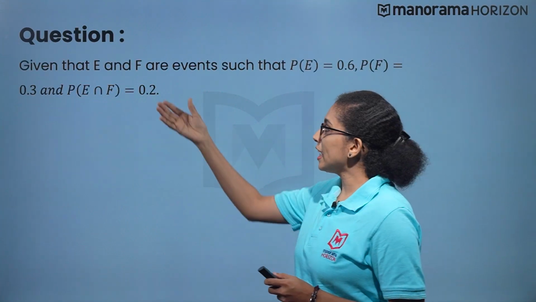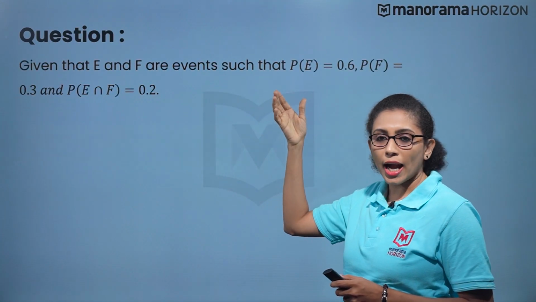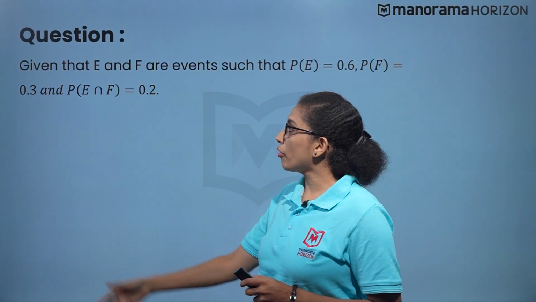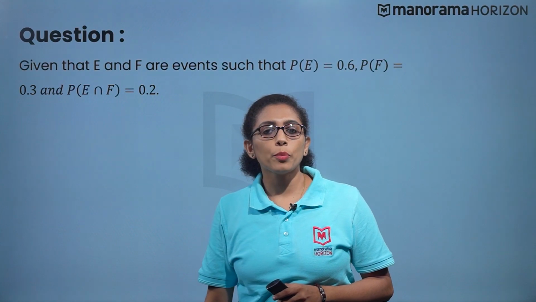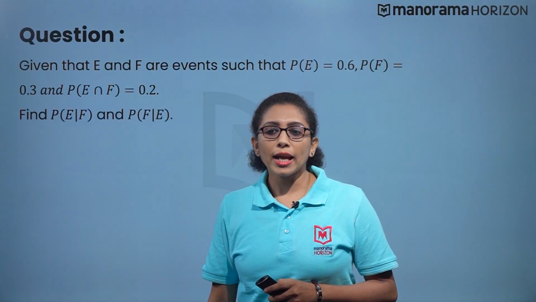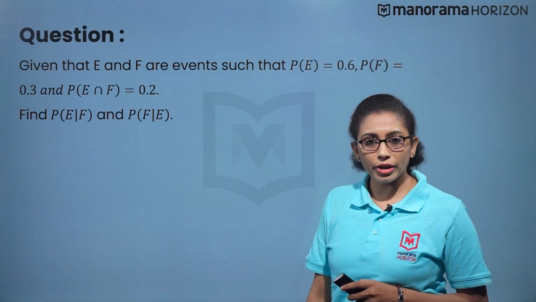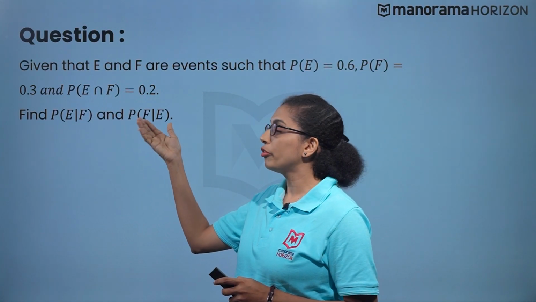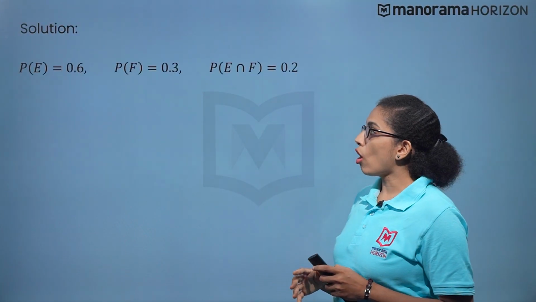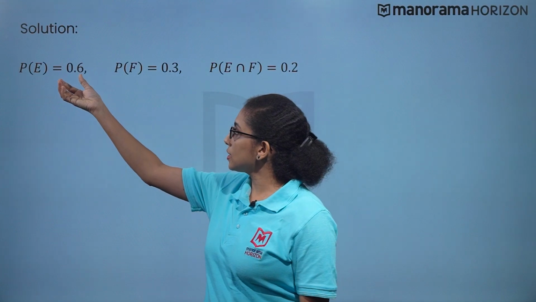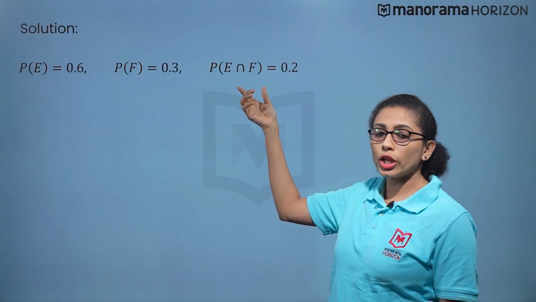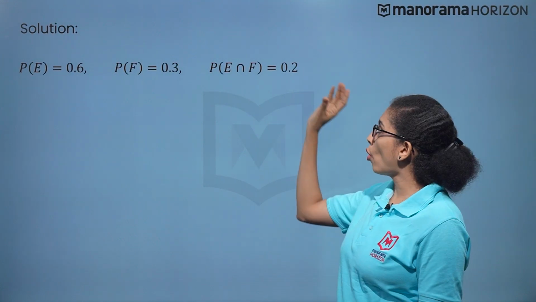Given that E and F are events such that probability of E is equal to 0.6, probability of F is equal to 0.3 and probability of E intersection F is given as 0.2. Find probability of E given F and find the probability of F given E. Let's see the solution. Given probability of E is equal to 0.6, probability of F is equal to 0.3. Also, the probability of E intersection F is given as 0.2.